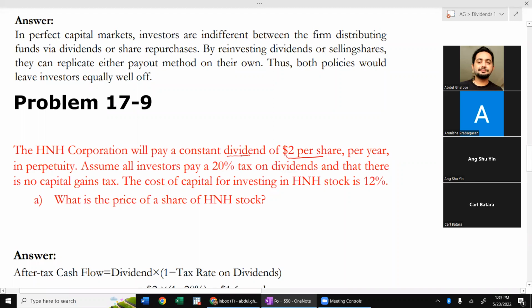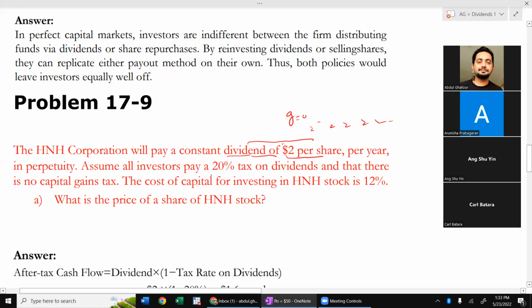But let's see. A dividend of $2 per share per year in perpetuity means constant. This is not changing. It means that this $2 per share is paid every year forever. So this is constant, and growth, in other words, is 0. Growth is 0 means every year the company is paying 2, 2, 2, 2, 2, 2, 2. There is no difference between 2 and 2, so growth is 0, right?